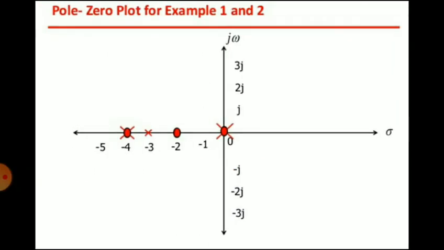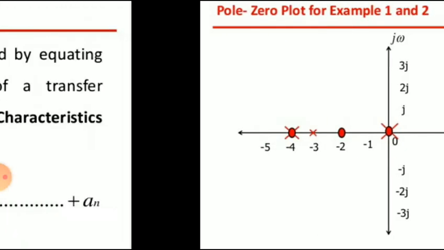Now, for example 1 and 2, that is for the same transfer function, we will show the poles and zeros in a system. All the roots in example 1 and example 2 are real, so we have to show those roots on the x-axis, the real axis. That is indicated by 0 and cross. So that is a pole zero plot of a transfer function.